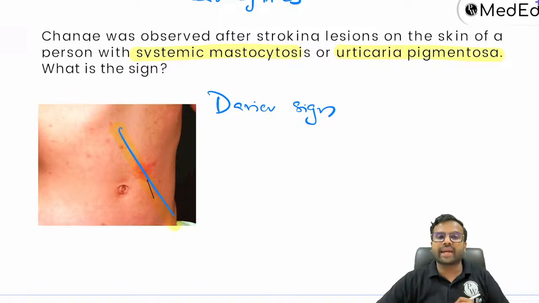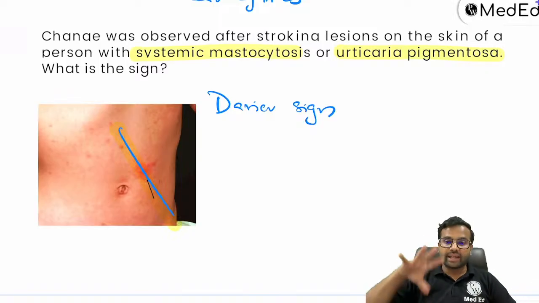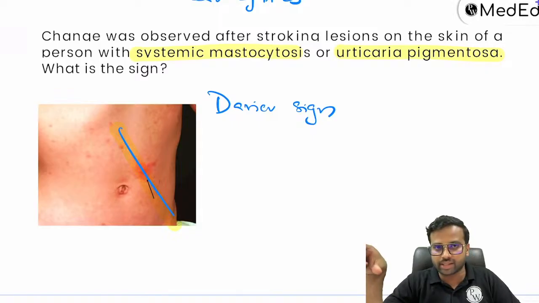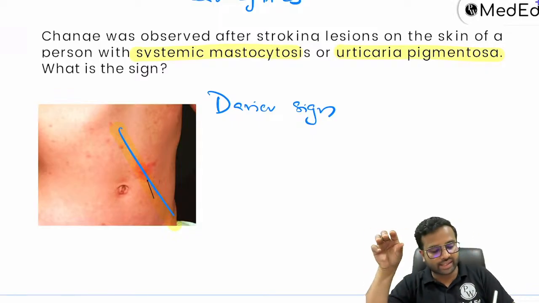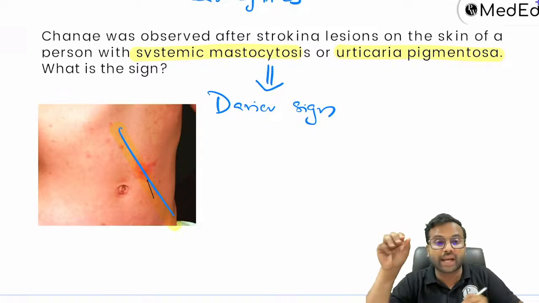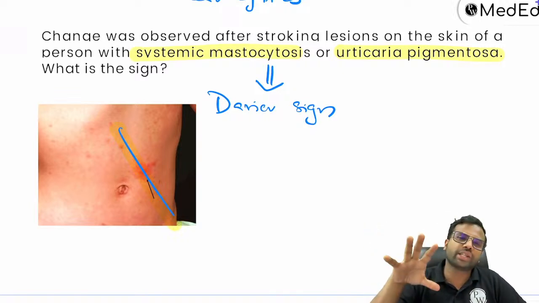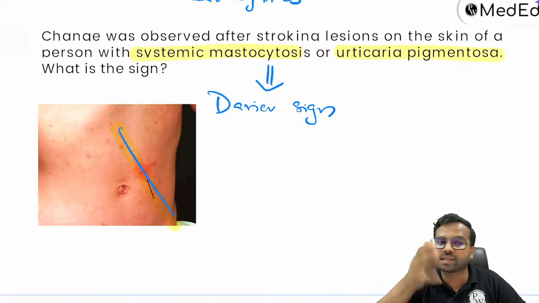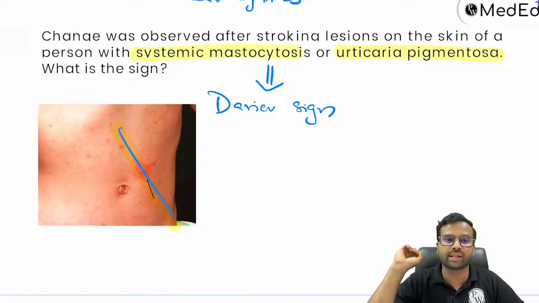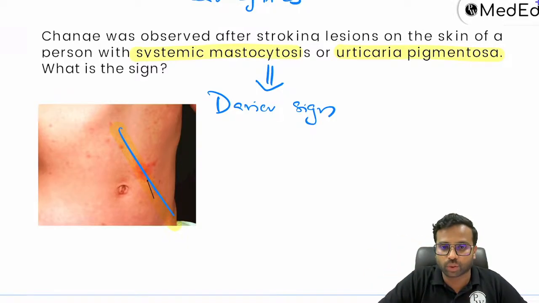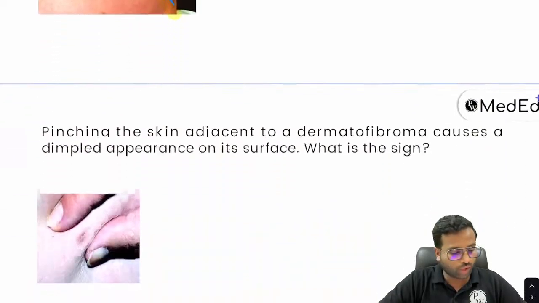So this Darier sign, you must have learned Darier disease. But Darier sign is not seen in Darier disease. Darier sign is seen in systemic mastocytosis or urticaria pigmentosa. It is usually seen in children, and this is how the sign can be elicited. A very typical sign which shows cutaneous mastocytosis. Clear? Now moving to the next sign.